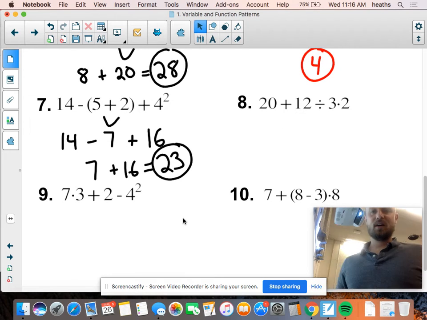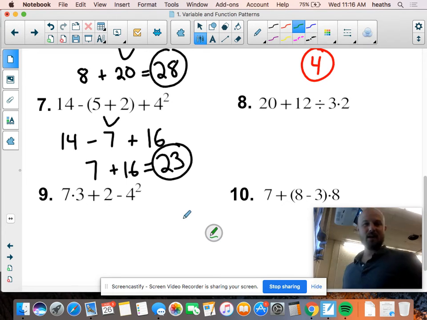Number 8, 20 plus 12 divided by 3 times 2. All right, so number 8, we do not have a parenthesis or an exponent, so we can skip those 2 steps. And our next step in the order of operations is multiplication and division. And notice with this one, we have division and multiplication. Remember, those are kind of on the same level. We're supposed to do both at the same time. We do not need to do multiplication before division. We just need to make sure we do both of those before we add.